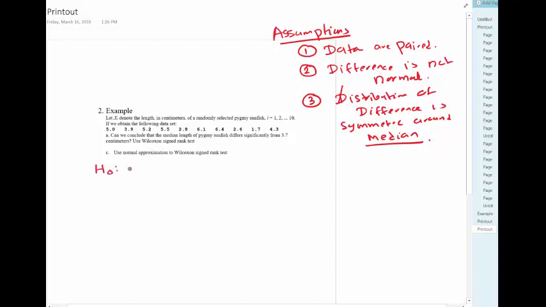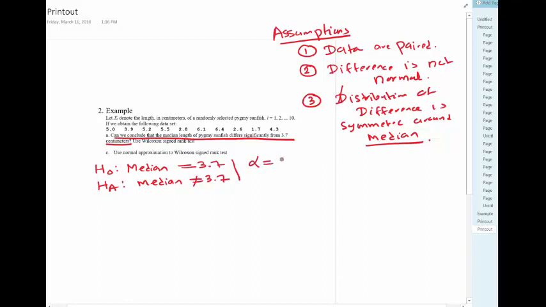So H naught is going to be that the median is equal. If you read the problem, can we conclude that the median length of pygmy sunfish differs significantly from 3.7 centimeters? So I want to say the median is different from 3.7. So my HA is going to be that the median is not equal to 3.7. Okay. So now once you have this, you can decide alpha. Let's say alpha is 0.05, which is very popular.